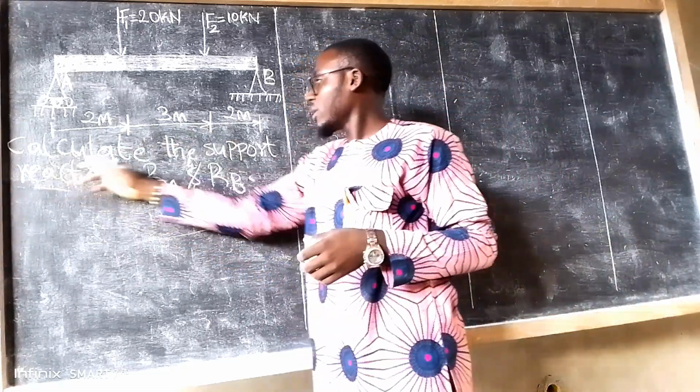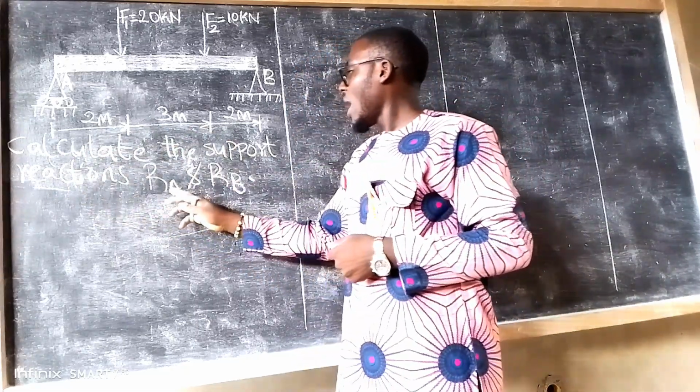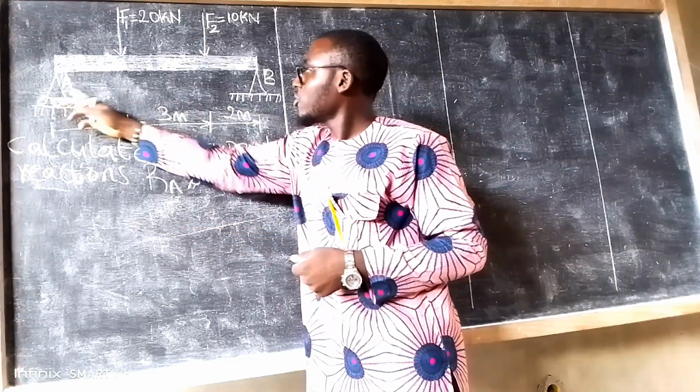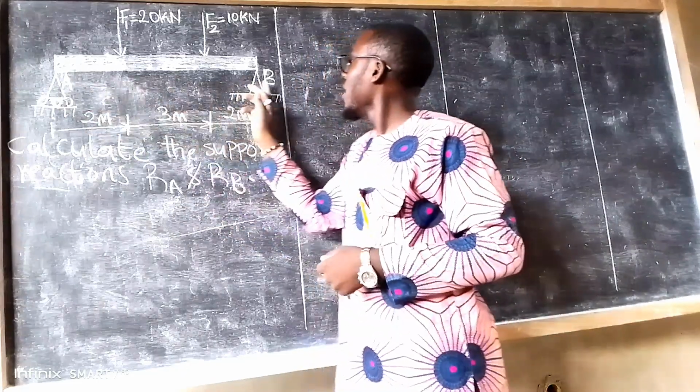Now the first question is to calculate the support reactions RA and RB. So these are the support reactions. We have RA, we have RB.